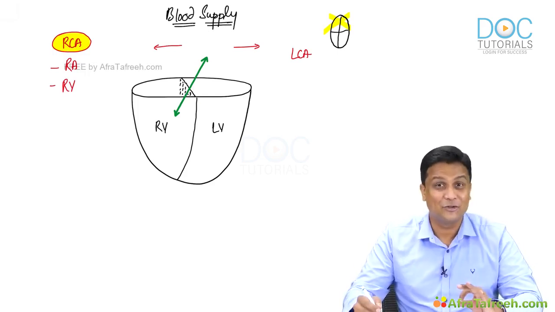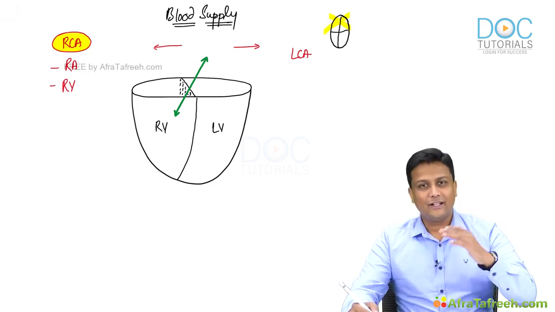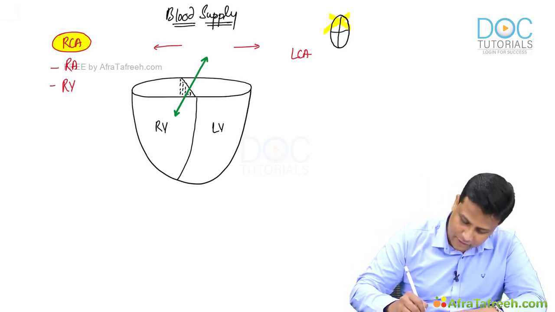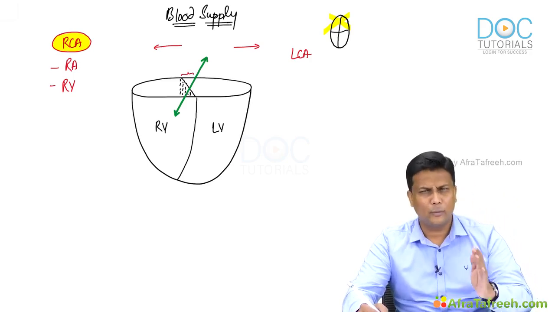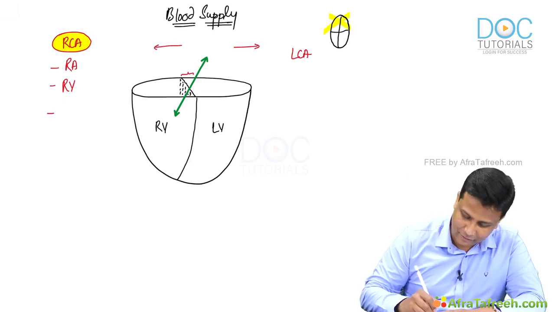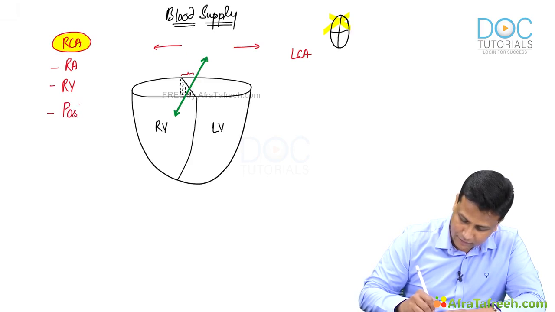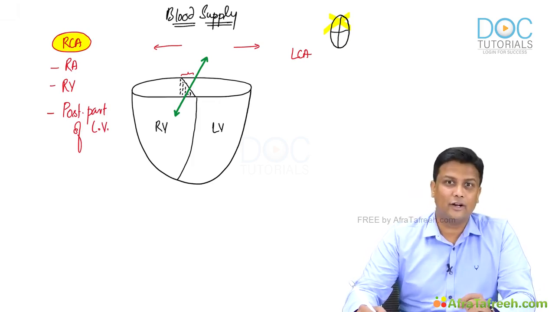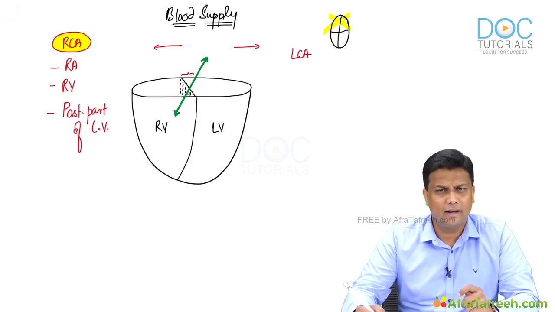Now starts the real confusion, guys. Not only the right atrium and right ventricle, observe the diagram more closely. Are you able to see this part here? Does that part belong to the right ventricle or left ventricle? Left ventricle. So, my dear friends, remember, the right coronary artery supplies a small posterior part of the left ventricle. Being a right coronary artery, it is also supplying a part of the left ventricle.